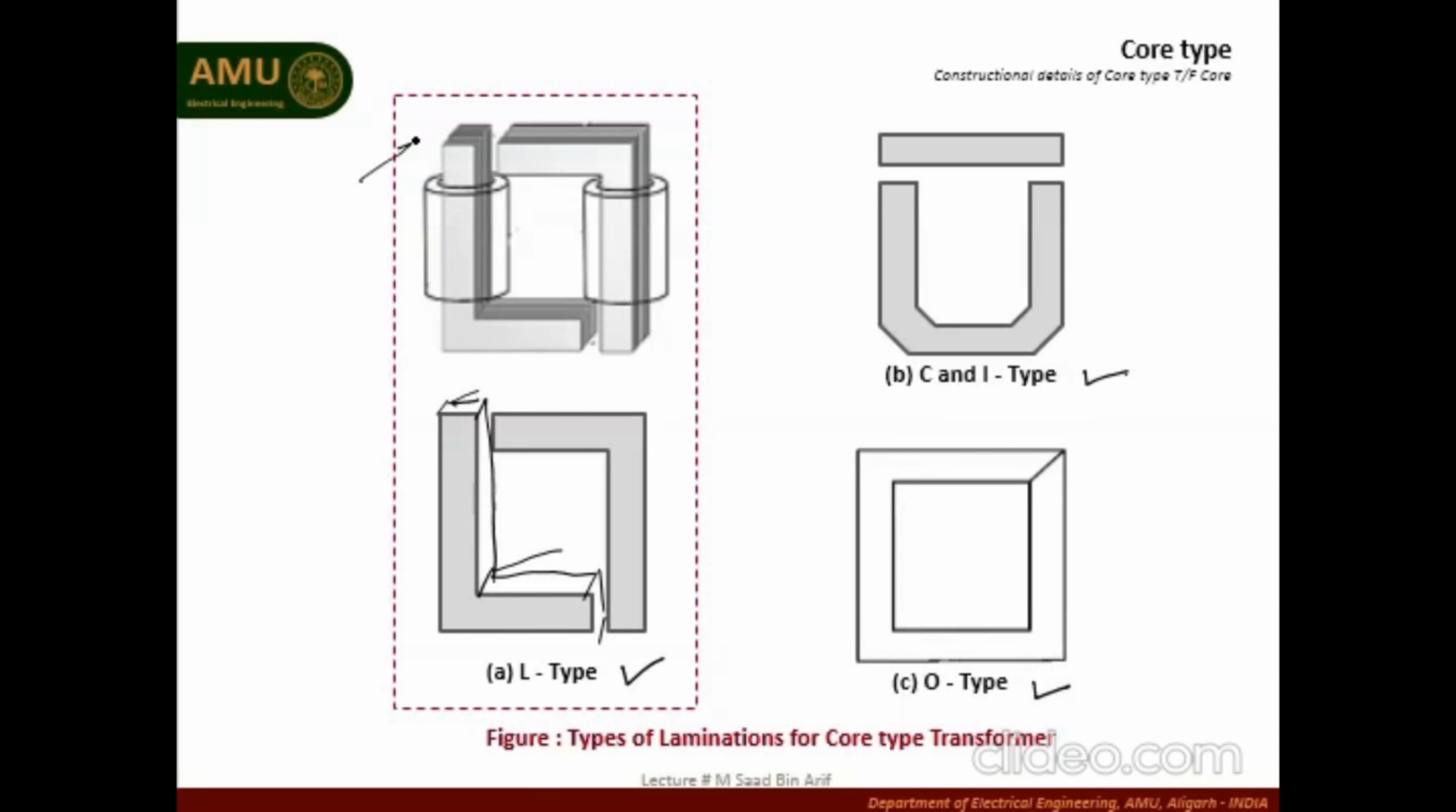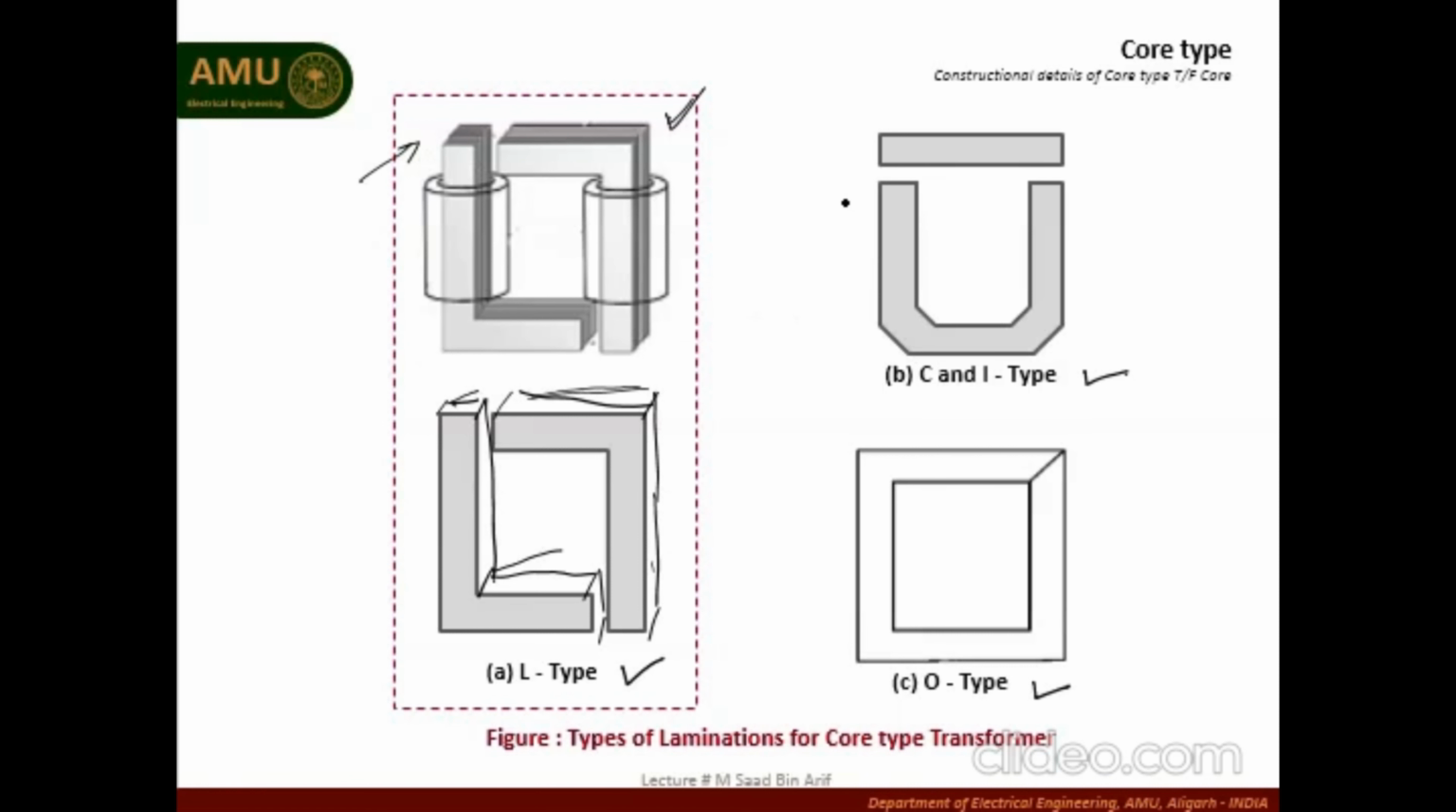like this. Similarly, we stack together different L type of lamination like this, and we place the windings in the first limb and then place in the second limb, and then we connect the core in order to obtain the core type of structure.